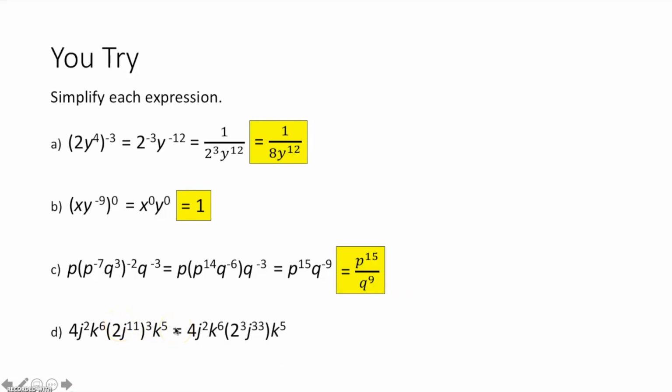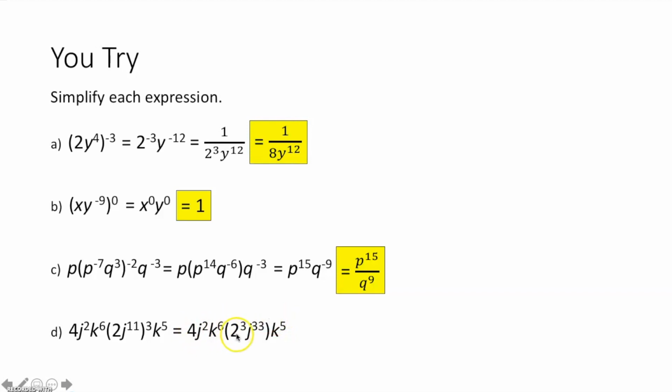Now we can simplify this further. The j squared, we can multiply to the j to the 33rd, add those two exponents together, because when you multiply like bases, you add the exponents. What's 33 plus 2? That's 35. And then k to the 6th times k to the 5th, you add those exponents together, you get k to the 11th.